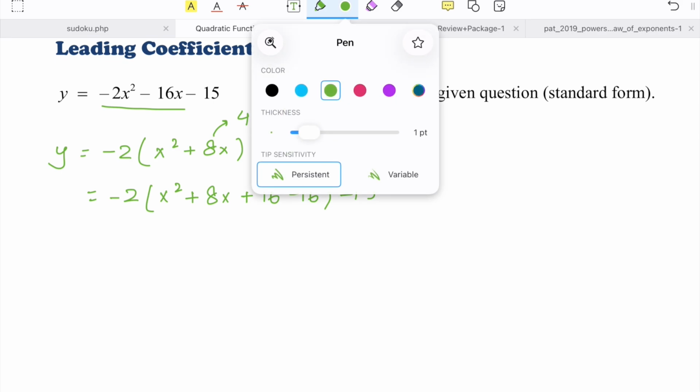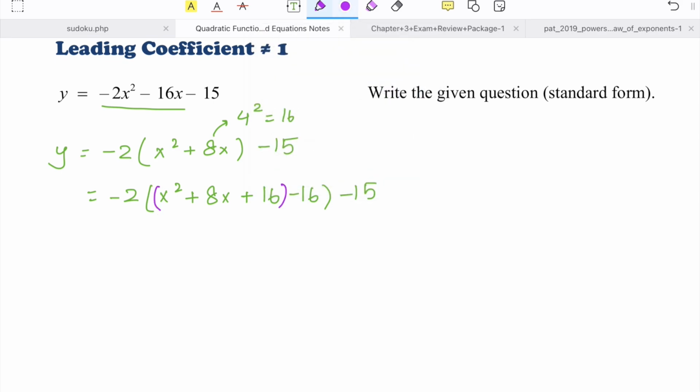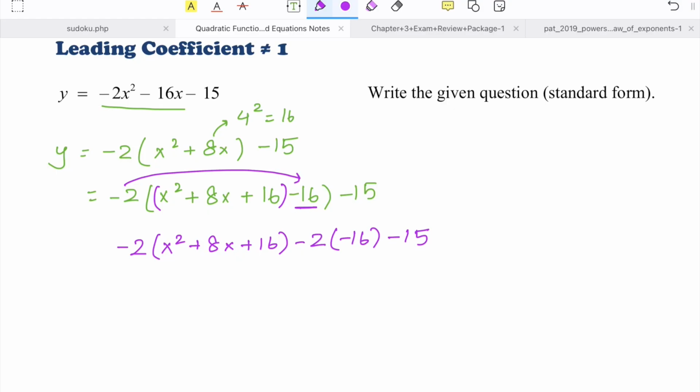And now this is our perfect trinomial, right? But this thing needs to go out. To take it out, we first need to multiply it with -2, right? Which will give us -2 x squared plus 8x plus 16 minus 2 times minus 16 minus 15. So I'm just breaking my terms down. I'm splitting this and the second term from each other, okay?